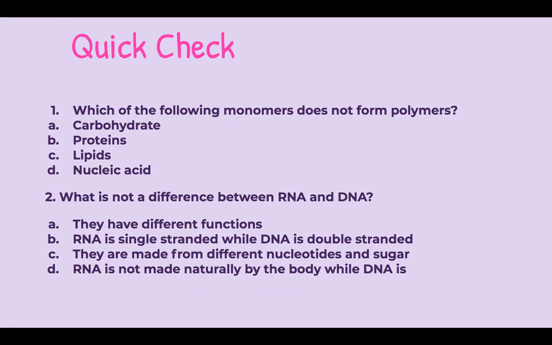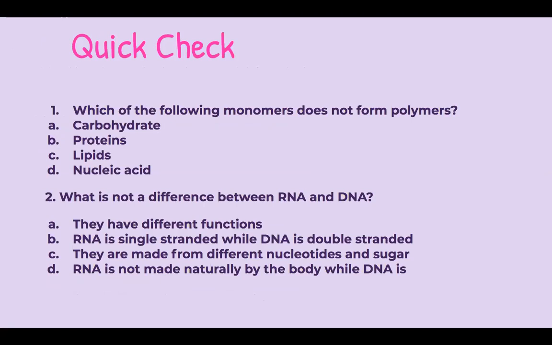Okay, so let's do a quick check on macromolecules. Number 1, which of the following monomers does not form polymers? A, carbohydrates, B, proteins, C, lipids, and D, nucleic acids. Number 2, what is not a difference between RNA and DNA? So, which one is false, you could say?